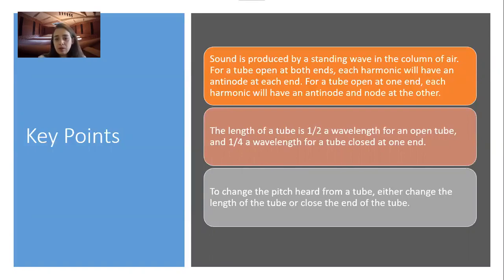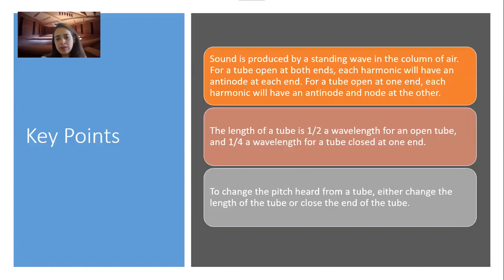The length of a tube is half a wavelength for an open tube and a quarter of a wavelength for a tube closed at one end. And so that might sound a little confusing, but again, you can refer to the images in your reading to help you understand this key point if you need to.